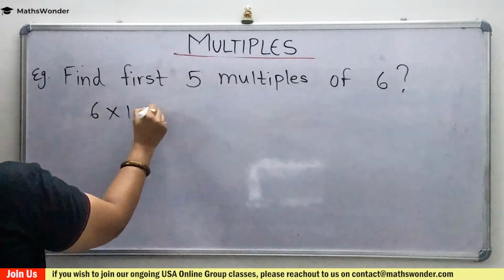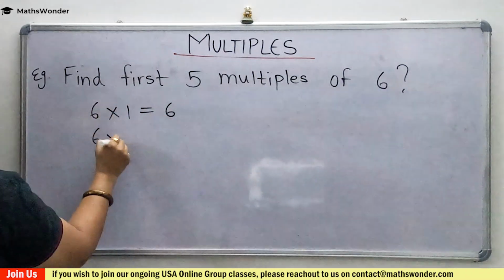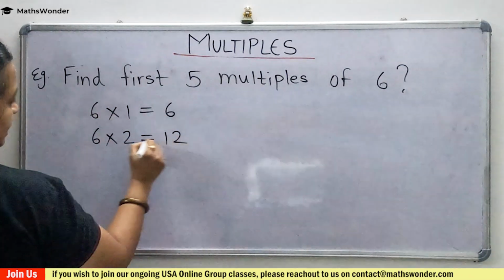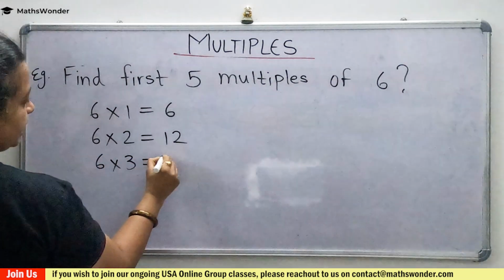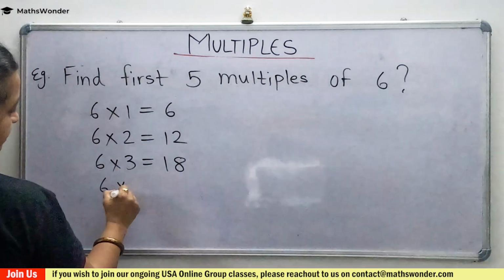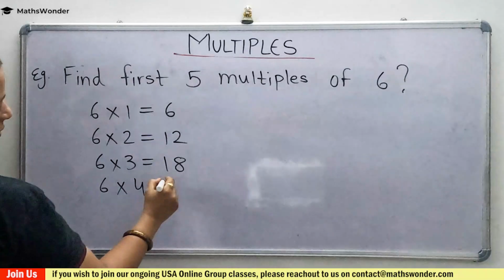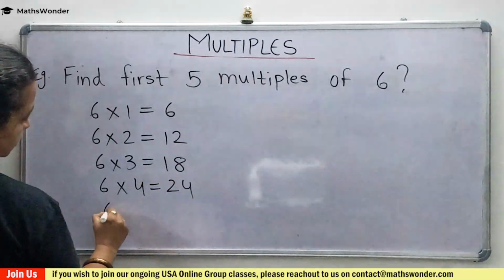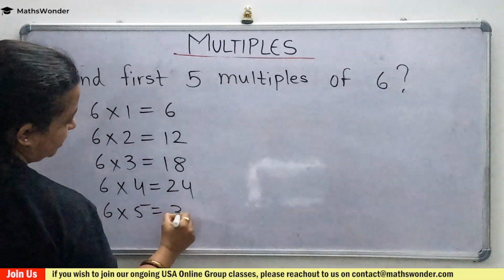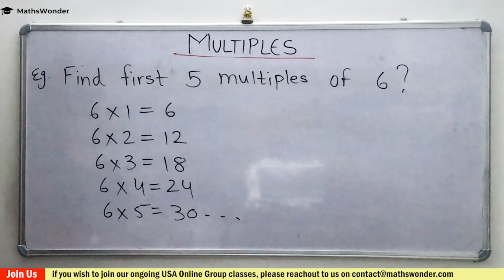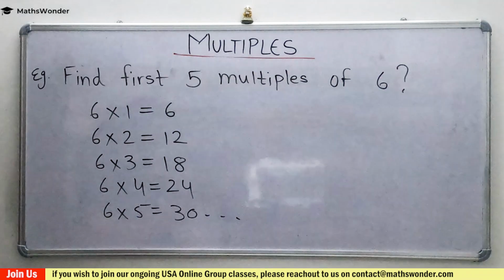So 6 times 1 is 6. This is the first. 6 times 2 is 12. 6 times 3 is 18, then 24, then 30, and so on. But the question asks only for the first 5, so you will give only the first 5 in the answer. Okay, understood?